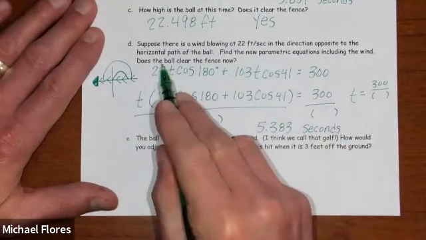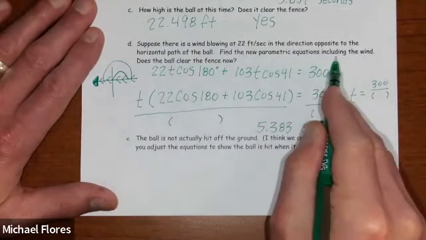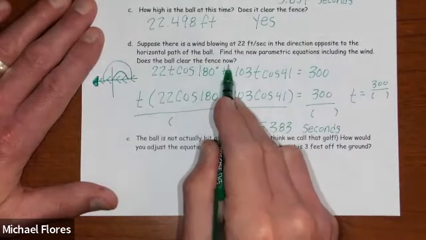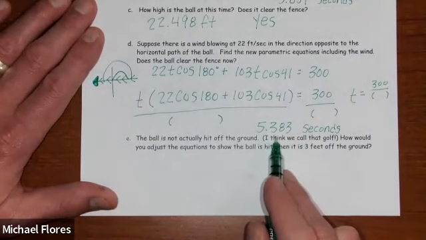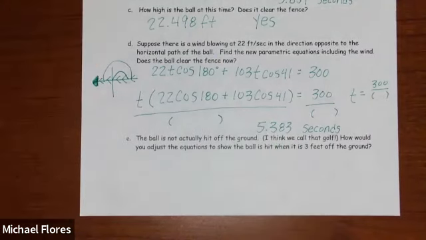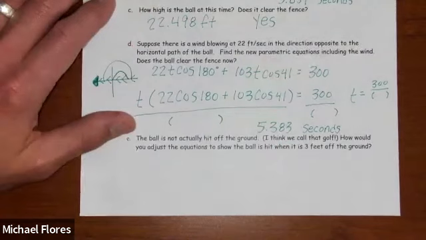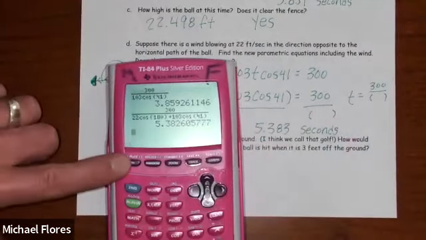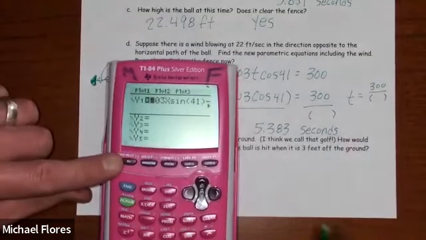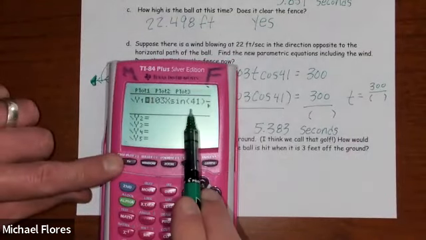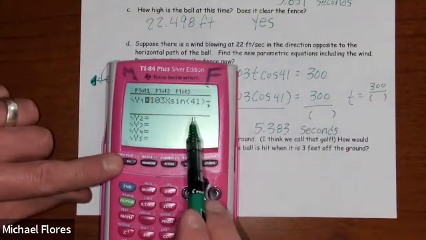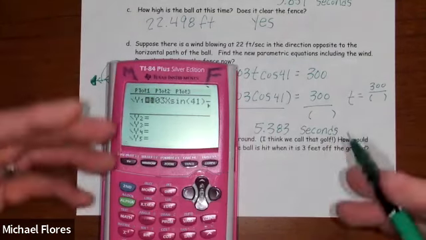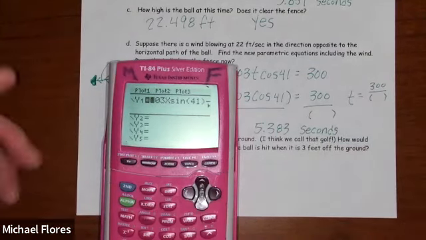Find the new parametric equations, including the wind, and does the ball clear the fence? Well, now that we know that it takes 5.383 seconds to get to the fence, let's figure out if it's going to actually clear the fence. Reminder, we already input the y equals portion of our parametric equation into our calculator with this particular problem in mind. So we don't have to do that again.